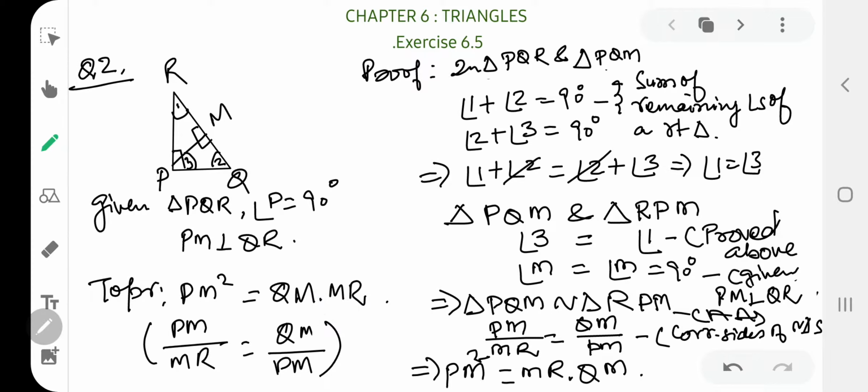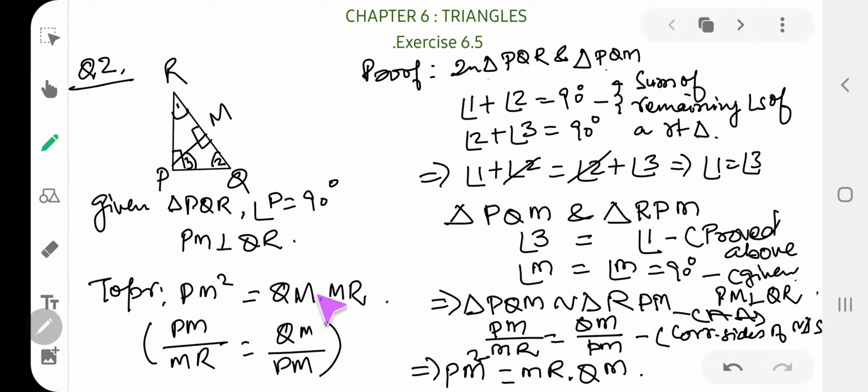Though this question is given in exercise 6.5, which is based upon Pythagoras theorem, even then you should be aware of this thing that the square is given only at one side, that is only in left hand side. No square is visible at right hand side, so don't apply Pythagoras theorem to prove this question. Be sure that you need to prove the two triangles similar in this question.